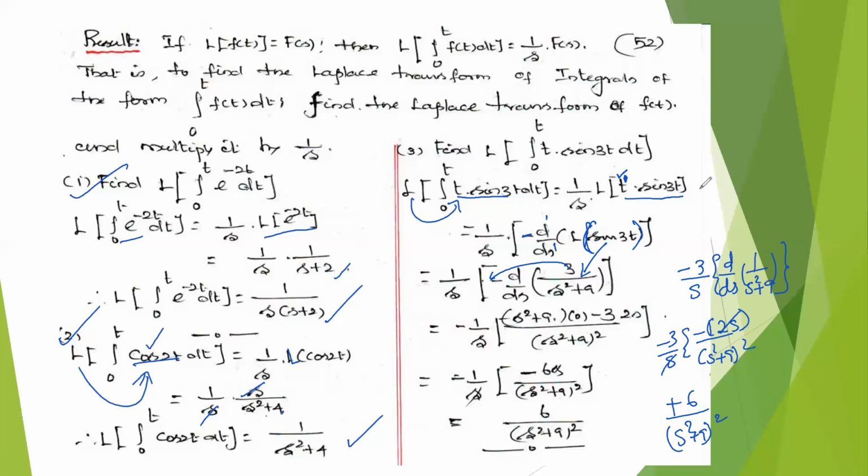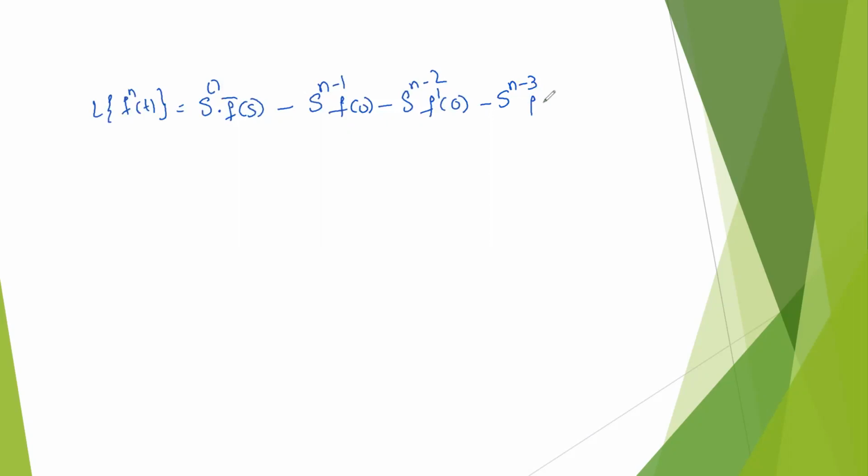Therefore, if we recap the concepts we have discussed in this video, we discussed the Laplace transformation of derivatives and the Laplace transformation of integrals. The Laplace transformation of derivatives formula, for the nth derivative, is defined as s power n into f bar of s, minus s power n minus 1 f of 0, minus s power n minus 2 f dash of 0, minus s power n minus 3 f double dash of 0, minus and so on. The power of s keeps on decreasing and the derivative order keeps on increasing. The last term will be f power n minus 1, the derivative at 0.